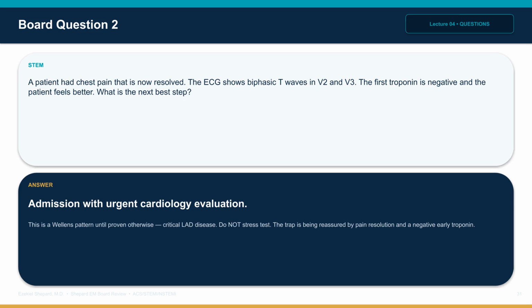Question 2. A patient had chest pain that is now resolved. The ECG shows biphasic T waves in V2 and V3. The first troponin is negative and the patient feels better. What is the next best step? The answer is admission with urgent cardiology evaluation. Do not stress test this patient. This is a Wellens pattern until proven otherwise, suggesting critical LAD disease. The trap is being reassured by pain resolution and a negative early troponin.